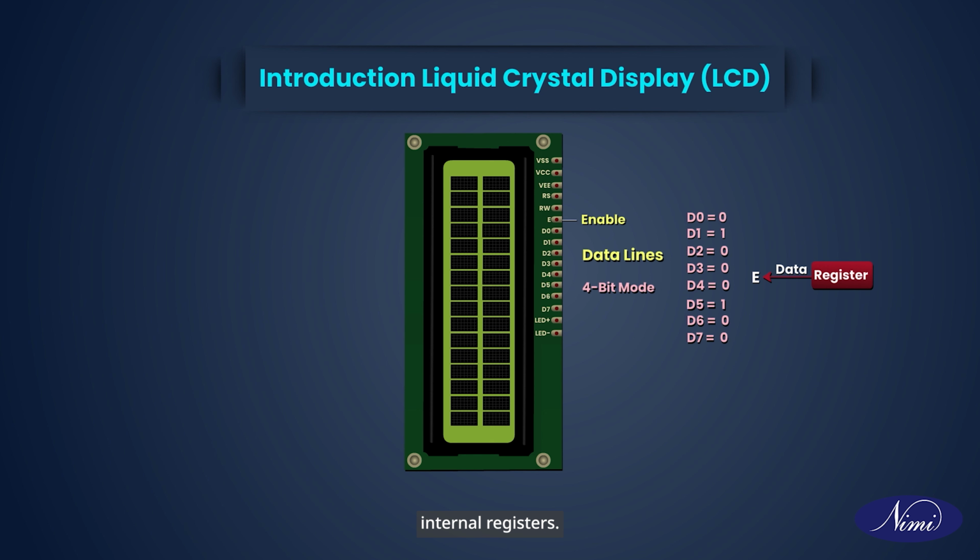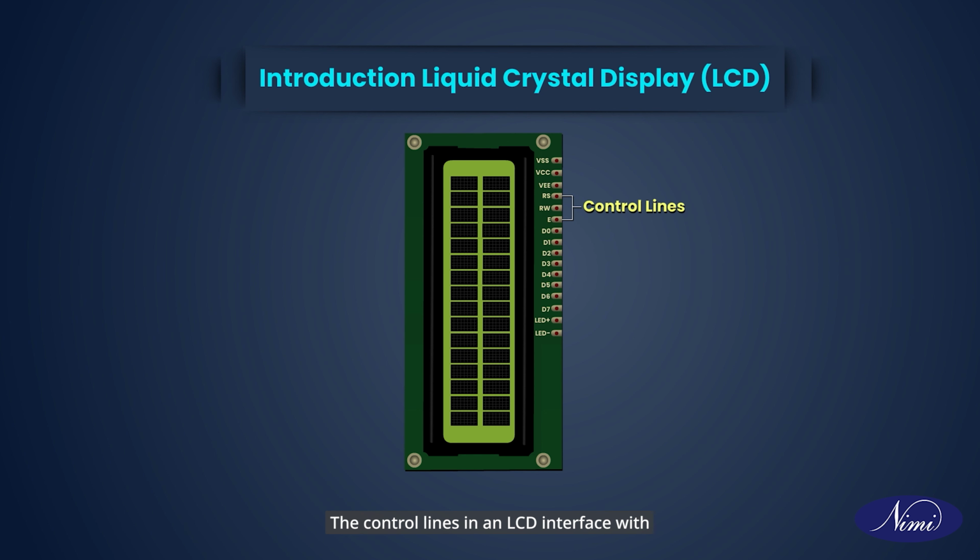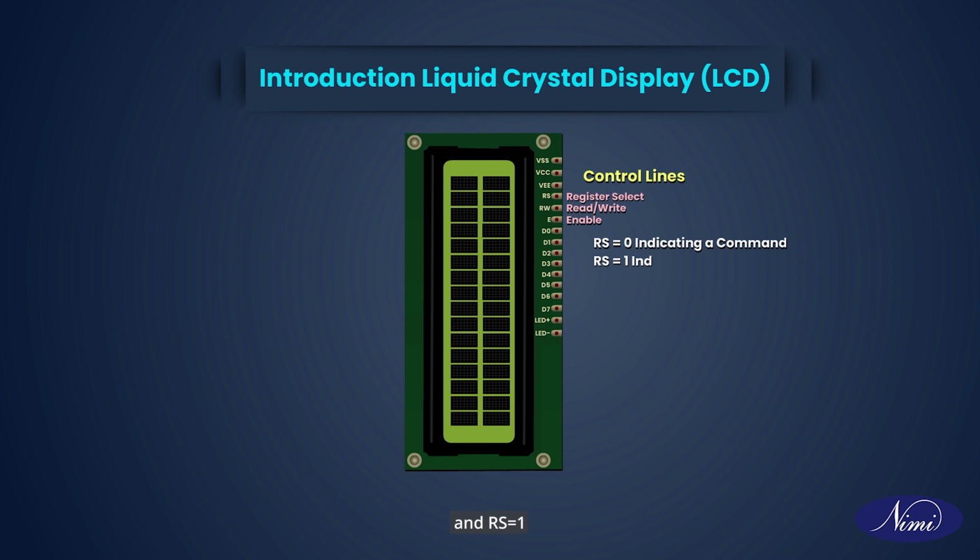the LCD's internal registers. The control lines in an LCD interface with an 8051 microcontroller play a crucial role in managing data transfer and control operations. There are typically three control lines: RS register select, RW read or write, and E enable. RS determines whether the data being transferred is a command or character data, with RS equal to 0 indicating a command and RS equal to 1 indicating character data.